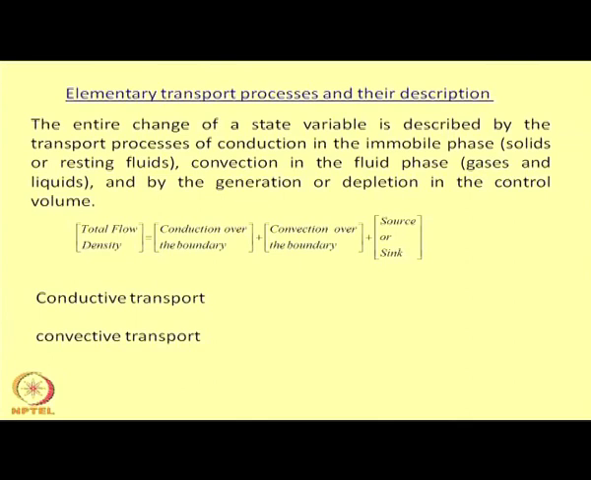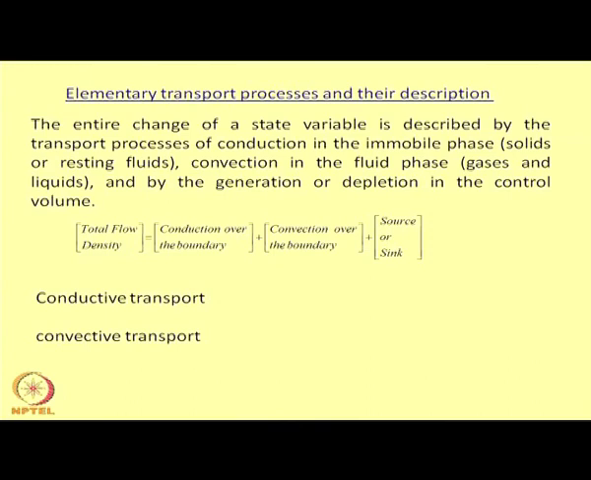in fluid mechanics is... if we go by elementary transport processes and their descriptions, what we see here is that the change of any variable is described by the transport process of conduction in the immobile phase. Essentially, the governing equation can be written as the total flow of any parameter. It could be energy, it could be mass, or it could be momentum.